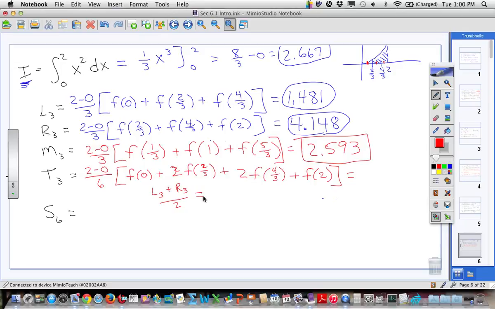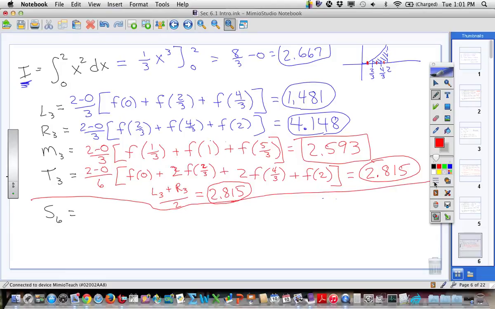Now if I was doing this, guys, I would go up to my calculator and grab the ones that were not rounded, right? I wouldn't type these in. I think you should go back up and get your L3 that was unrounded, get your R3 that was unrounded, add those, divide by 2. What do we get? 2.815. Either way, we should get 2.815. They're both appropriate to use. Either one is fine.